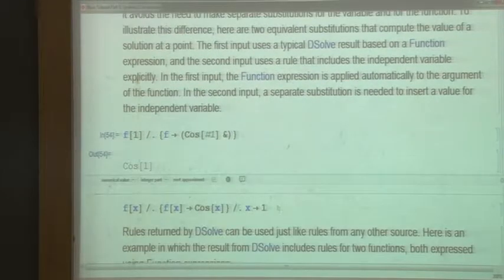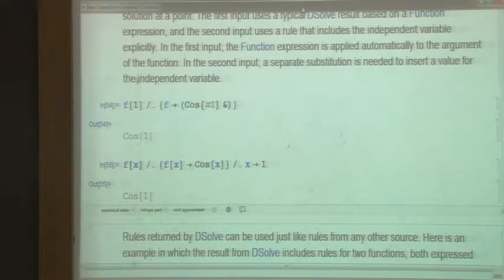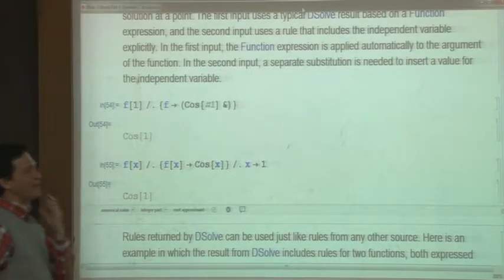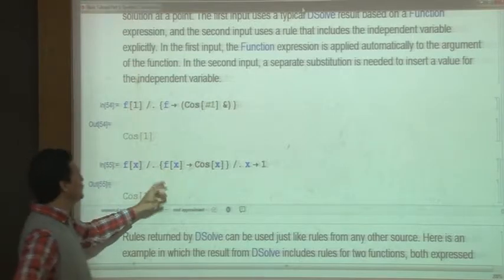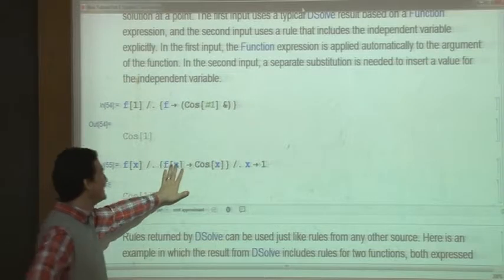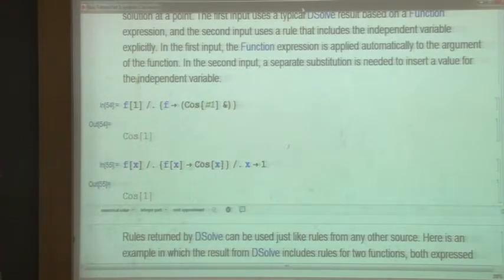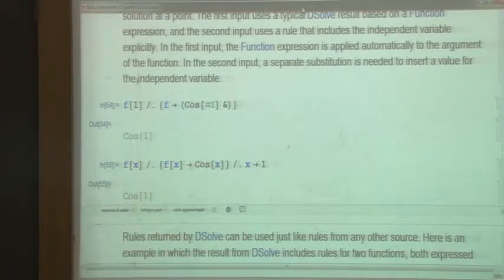Alright, this is cosine 1 and this is cosine 1. But as you guys can see, the way this can be implemented is much faster, because this directly takes the argument. Here I need to do two substitutions, first for f of x and then for x. But don't worry, if you still don't master this, you can still do this the other way. No problem, that's what we've been discussing.